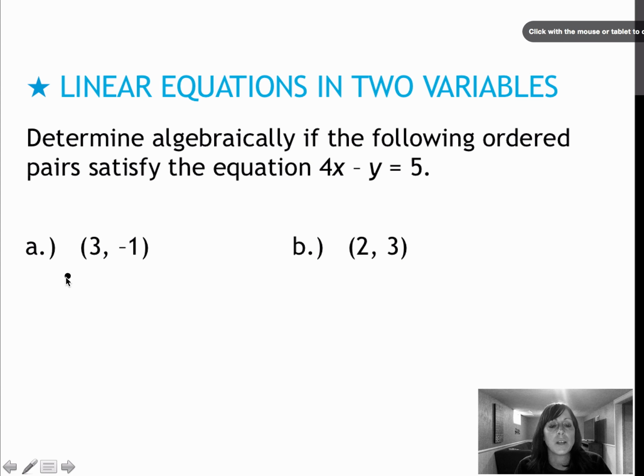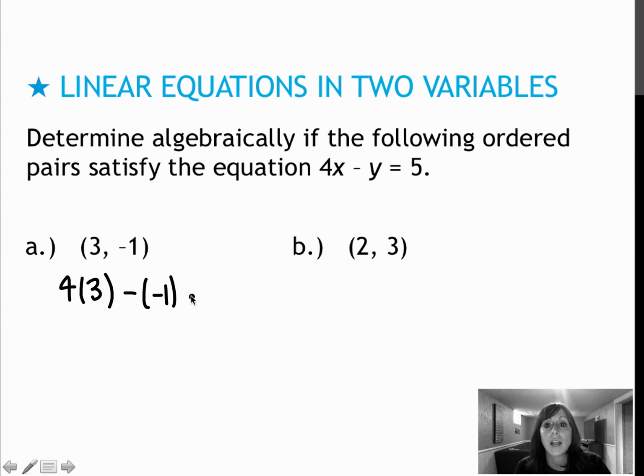So for my first one, I've got 4 times x, and instead of x, I'm replacing it with 3, minus y, so I'm subtracting a -1, equals 5. Very important that we plug things in parentheses. 4 times 3 is 12. Over here, minus and -1, we're going to do that ching-ching trick or keep flip change, because now this is actually a plus 1. And I'm asking, does that equal 5? 12 plus 1 is 13. 13 does not equal 5, so no, this is not a point on the line.